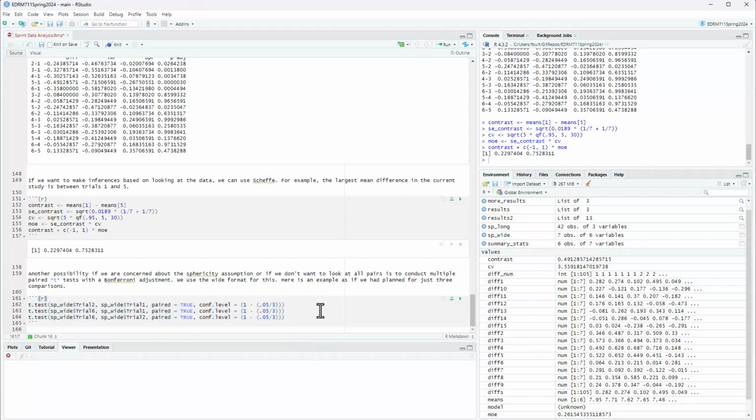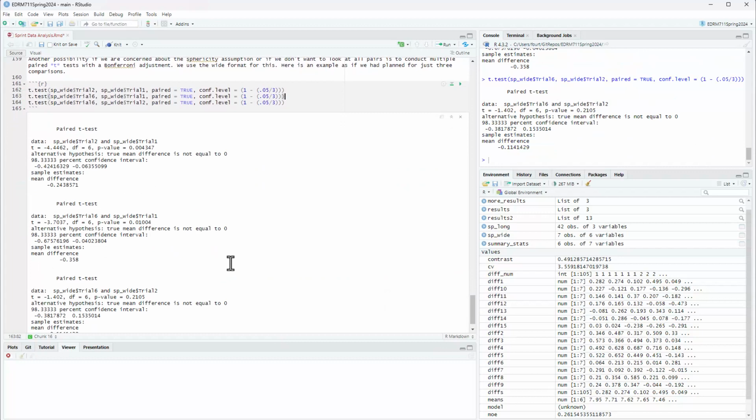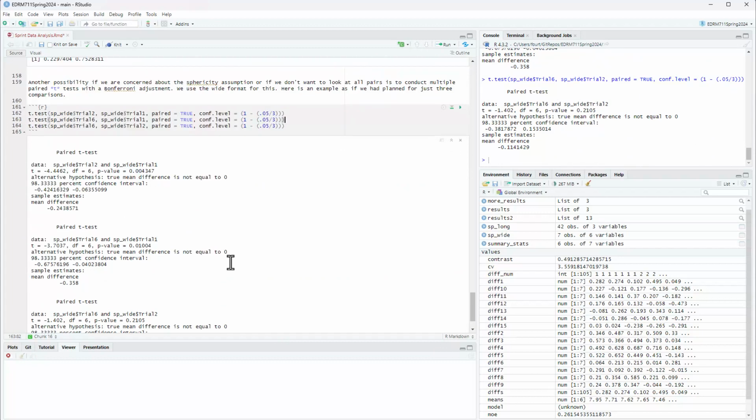So in this case, I'm doing 3 t-tests. I'm doing it between trial 1 and 2, and notice I have to say paired equals true because these are the same individuals. So these are actually one sample t-tests, 3 one sample t-tests, looking at the difference scores between 1 and 2, the difference between 1 and 6, and the difference between 2 and 6. And if I look at these intervals, let's take a look at the difference between 1 and 6 here.